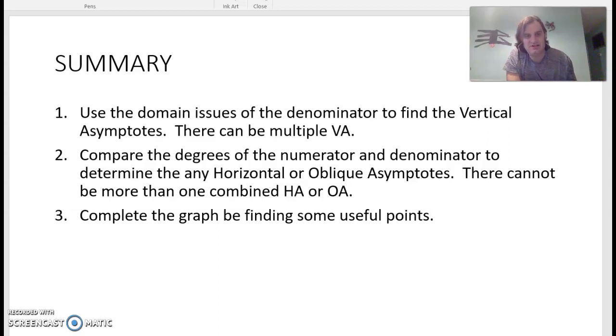Hey, it's Mr. Allred, and we've been working with rational functions and working on graphing them. We really haven't graphed one yet, but that's what we're going to do here. So just to kind of summarize how we got to where we are when we pick up here.